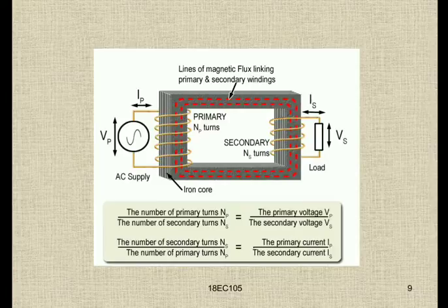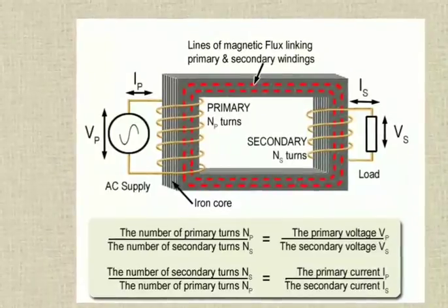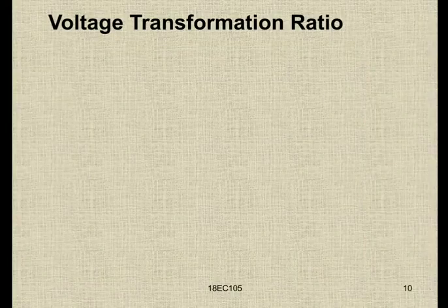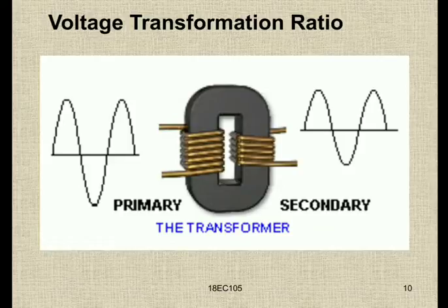So we have the equation we saw earlier in our derivations, that the number of primary turns NP divided by NS will be equal to VP divided by VS, which is also equal to IS divided by IP, wherein the ratio is reversed for the currents. So it is NS by NP equal to primary current by secondary current. This is how they are related, which we derived in the previous sessions. And from that we have seen the voltage transformation ratio, which was derived earlier.